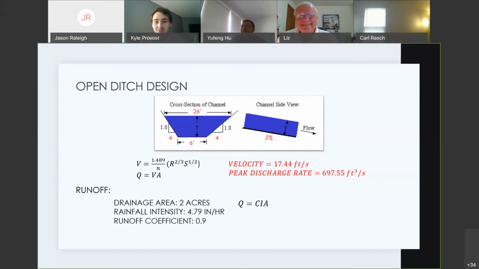After determining our max flow rate, we determined the amount of runoff that our ditches will receive. With a drainage area of 2 acres, rainfall intensity of 4.79 inches per hour, and runoff coefficient of 0.9, we determined a peak runoff rate of 8.622 cubic feet per second, therefore determining that our ditches can definitely sustain our runoff.